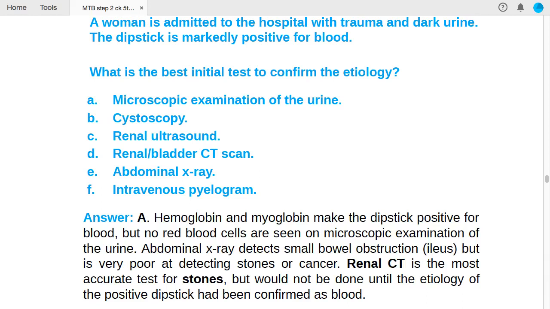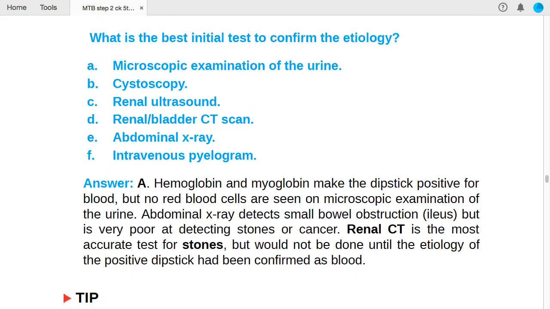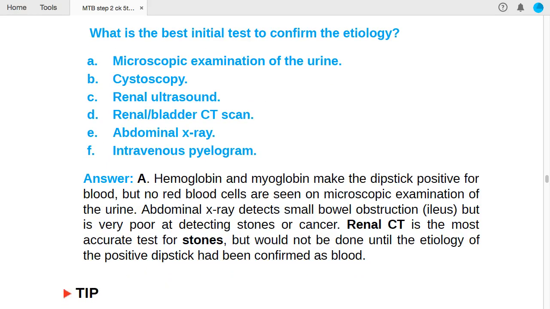Abdominal X-ray detects small bowel obstruction or ileus, but is very poor at detecting stones or cancer. So with the help of X-ray, you won't be able to detect stones or cancer. That can only give you a clue for obstruction. If it's a case of small bowel obstruction or ileus, you can see it on abdominal X-ray, but not the stones or cancer.